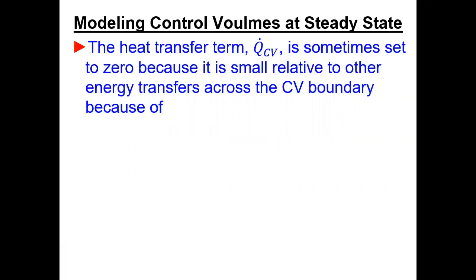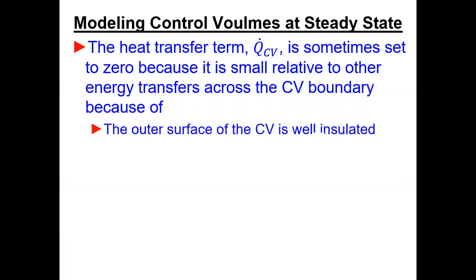Heat transfer term is sometimes set to 0, because it is small relative to other energy transfers across the boundary of the CV. And so what are things that can make this heat transfer term too small so that we don't have to consider it? It could be the surface could be well insulated.